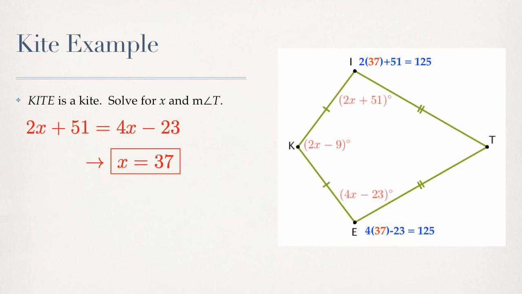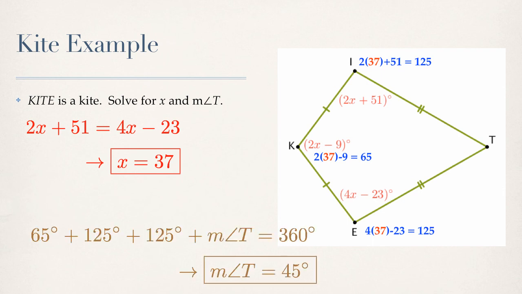I see angle I is equal to 125. E is equal to 125. K is also equal to 125. Because a kite is a quadrilateral, all the angles together must add up to 360, and so therefore angle T is 45 degrees.